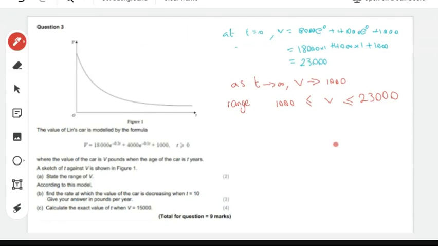What do other people think? Do we agree? Would it be that it's greater than 1,000, not greater than or equal to? Why'd you say that?